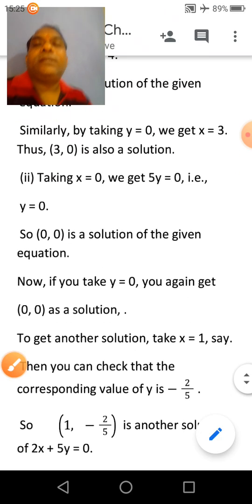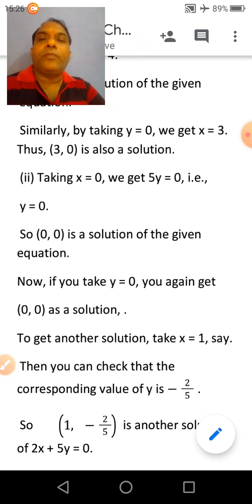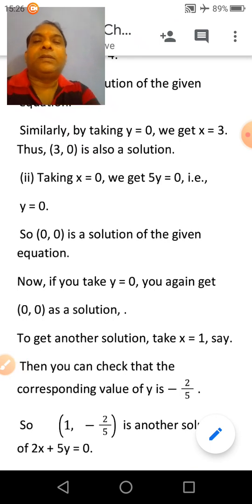So students, you have to solve exercise 4.2 with examples. Okay.